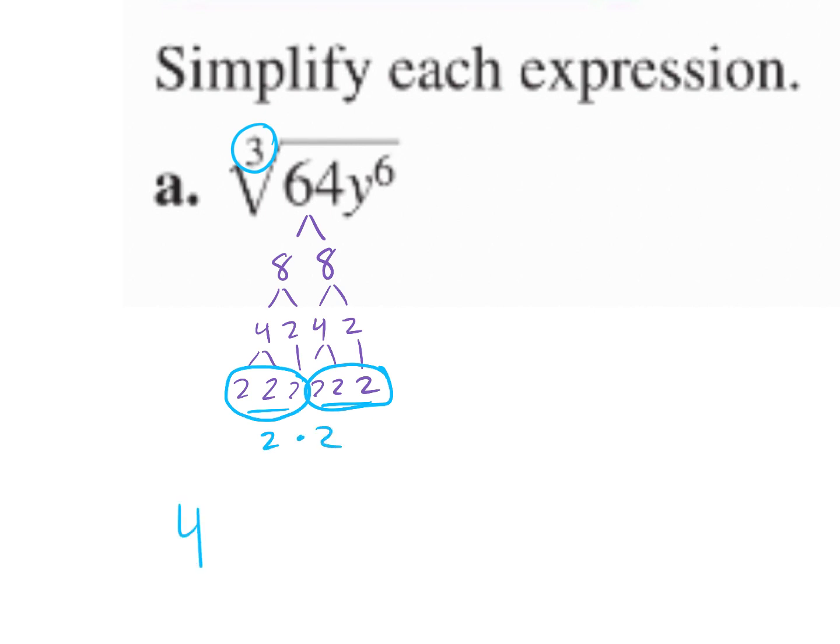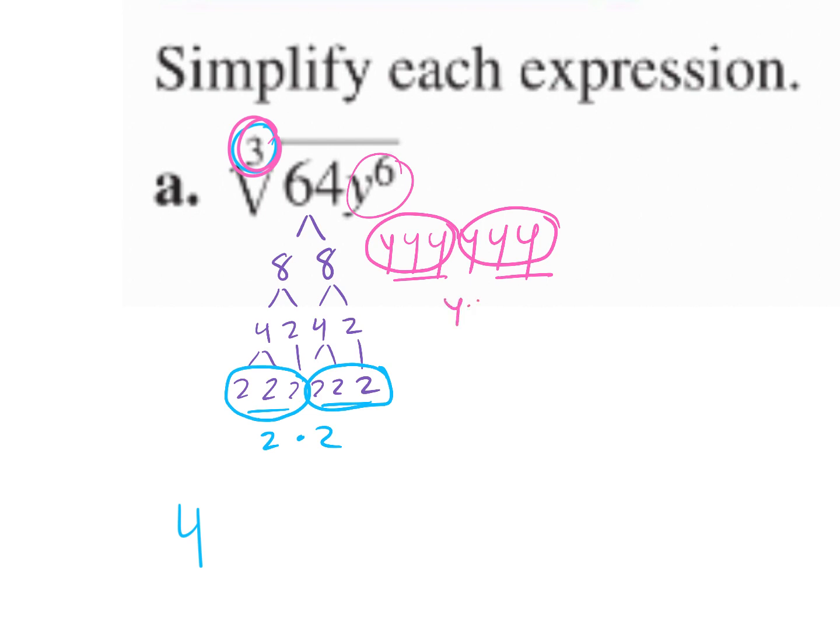Now let's deal with our variable part. How many y's do I have here? 6. If it helps you write them out, I have 6 y's. How many of a kind am I circling? 3 of a kind. So I have 3 y's here and 3 y's here. So how many y's come to the outside? 2, because I have 2 circles of them. So 2 y's would come to the outside. So how would I write y times y? Y squared. So my answer here would be 4y squared.